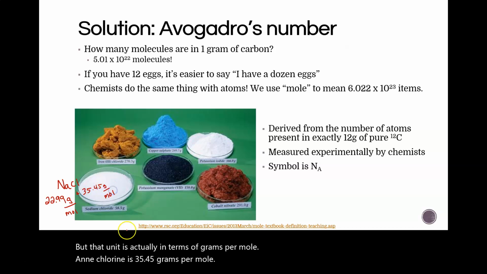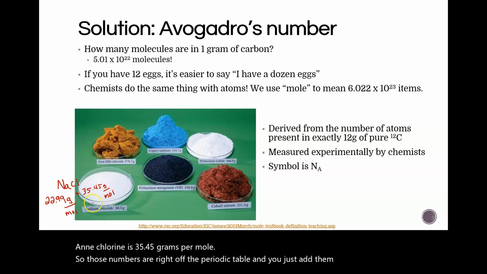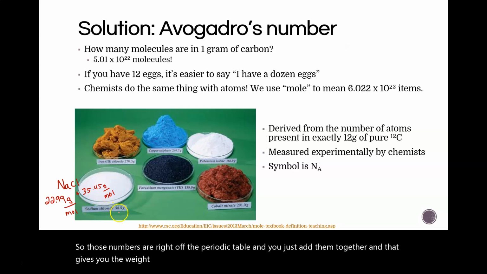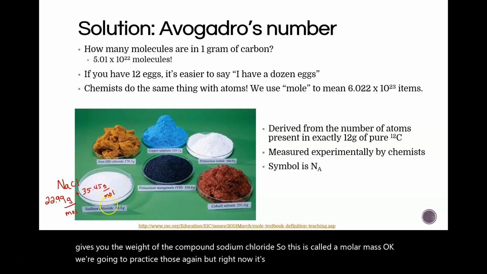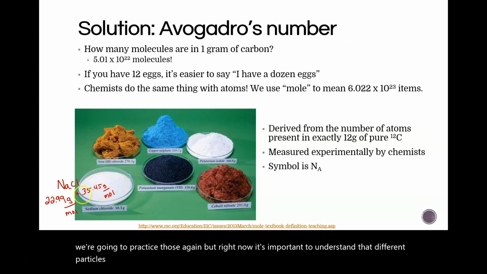So those numbers are right off the periodic table. And you just add them together, and that gives you the weight of the compound sodium chloride. So this is called a molar mass, okay? And we're going to practice those again. But right now, it's important to understand that different particles have different sizes. A sodium and a chlorine is relatively small.